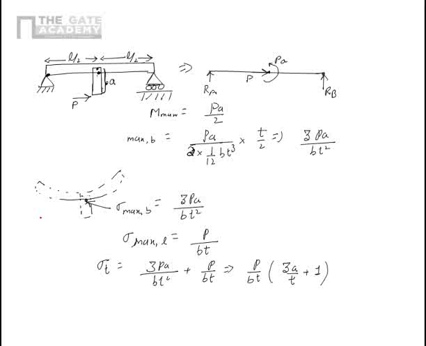central cross section where the extra projection is added, and at the bottom of the beam there. So this is the maximum stress in the beam.